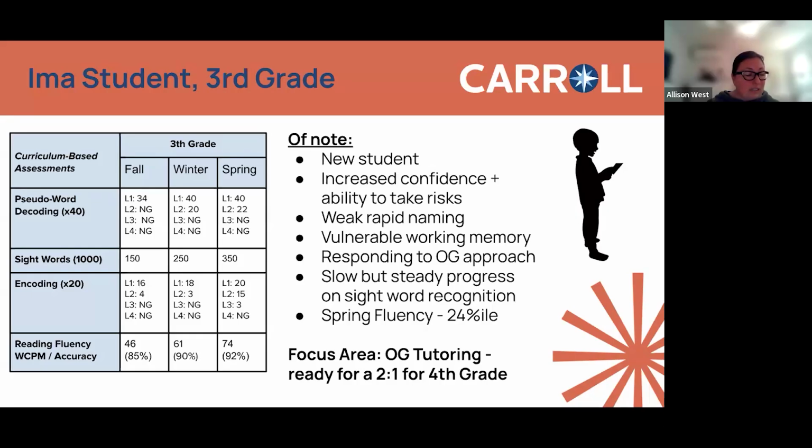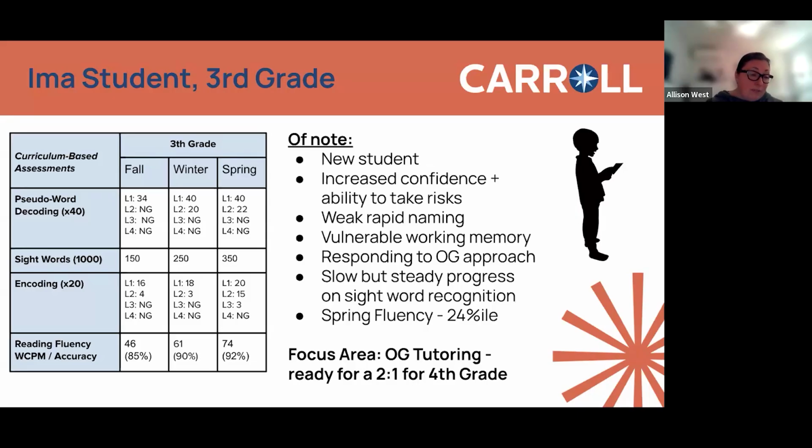Important to note, the student did arrive really not willing to take risks. It took over the course of the year to see increased confidence and an increased willingness to take those risks, to learn from mistakes, to make a mistake. This is a student who does present with weaker rapid naming skills, which we know can impact oral reading fluency. A vulnerable working memory profile. The good news here is this data is showing a strong response to the Orton-Gillingham approach. We see slow but steady progress across all areas, especially in that sight word recognition.